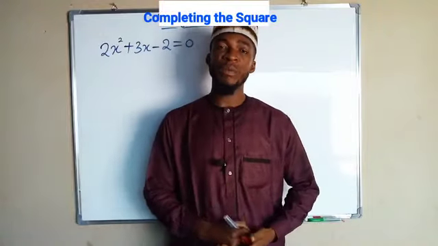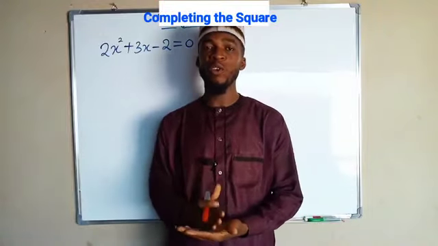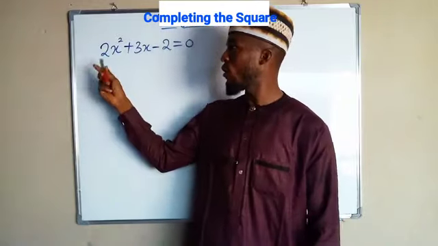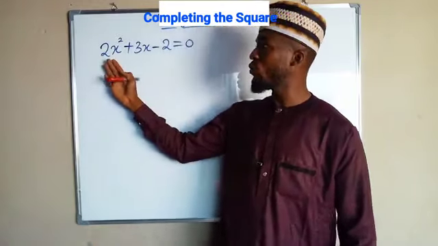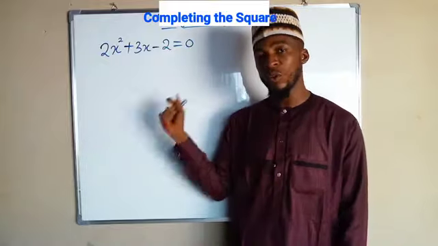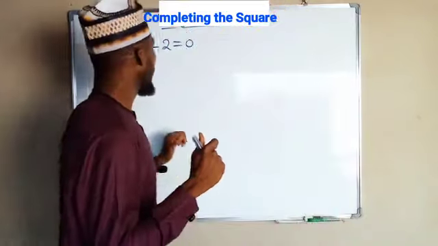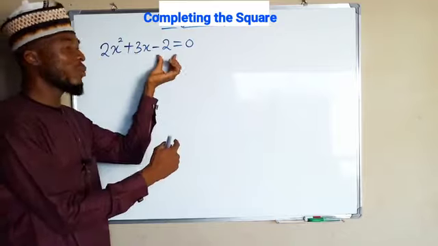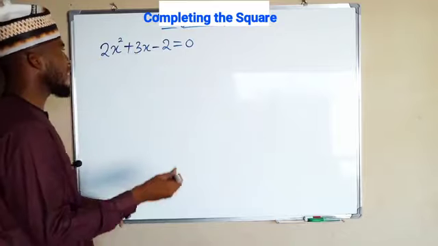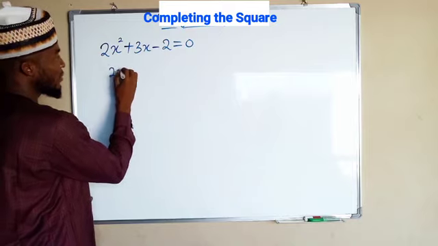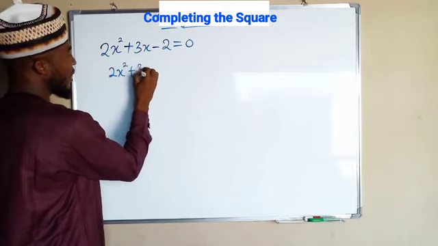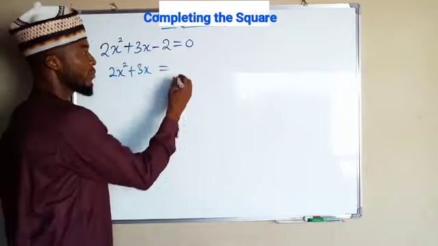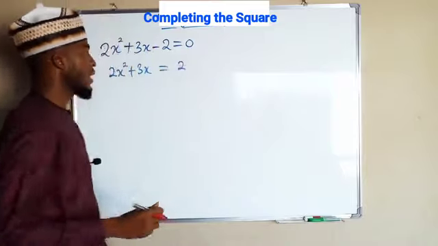Hello, good day viewers. Let me show you the step-by-step on how to solve a quadratic equation by the completing the square method. I have a quadratic equation here on the board which is 2x squared plus 3x minus 2 equal to 0. Remember in our previous lesson I told you we only need the first and the second term. Therefore we are going to take the constant term to the right hand side. So we have 2x squared plus 3x on the left. The constant is negative, it is going to become positive on the right.